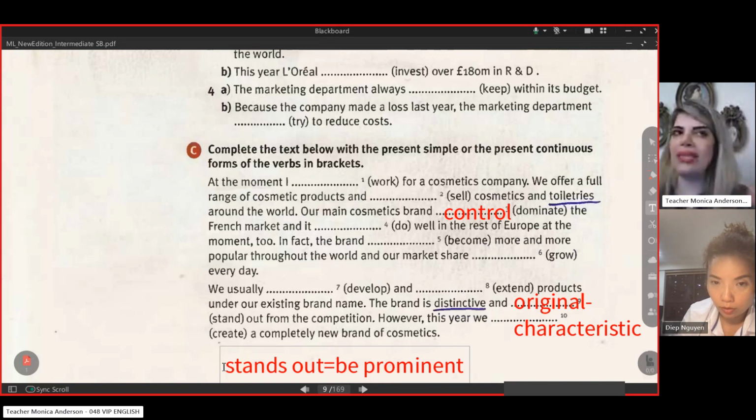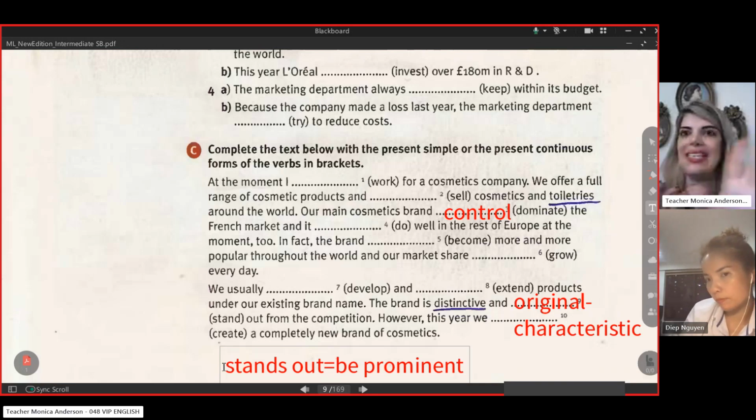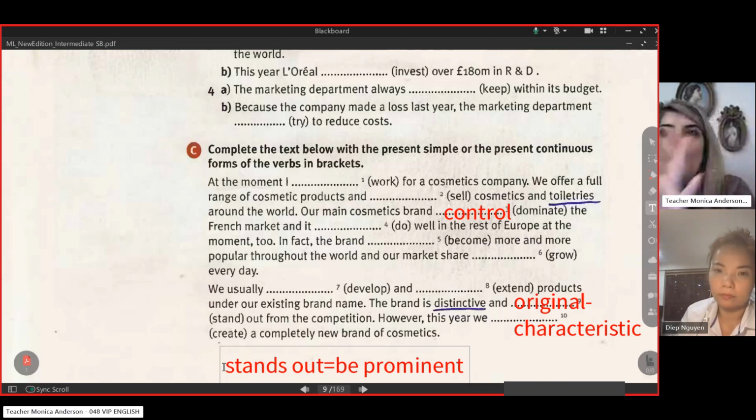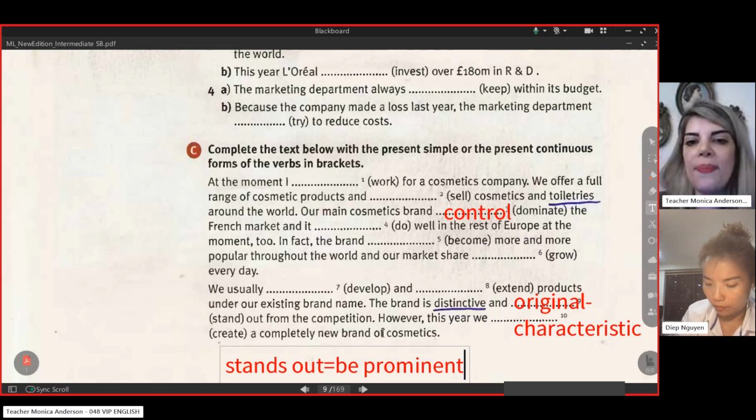What does it mean when something is prominent? It means it's actually much better than other products. And of course, you can notice it everywhere because it's really easy to be seen or to be noticed. So this is prominence. It's really different, better than all the other products. It stands out. Okay.